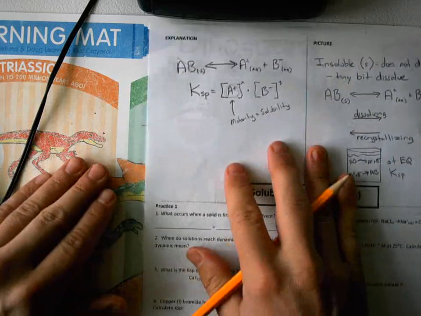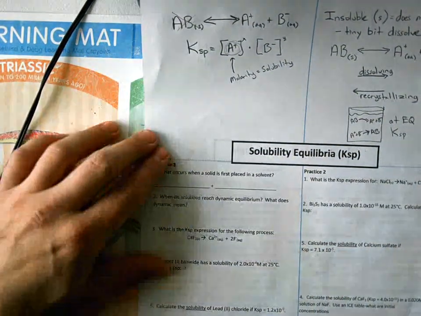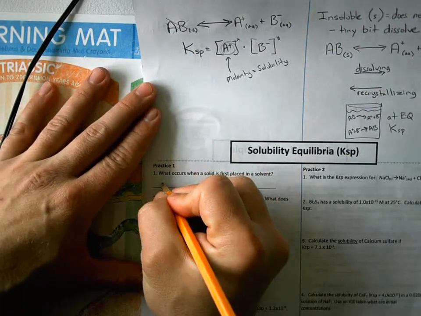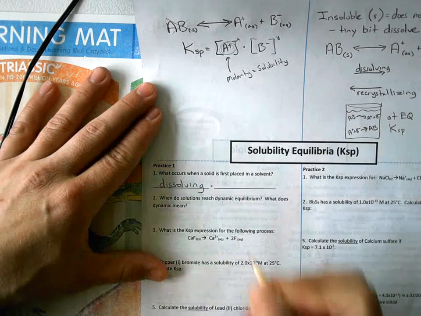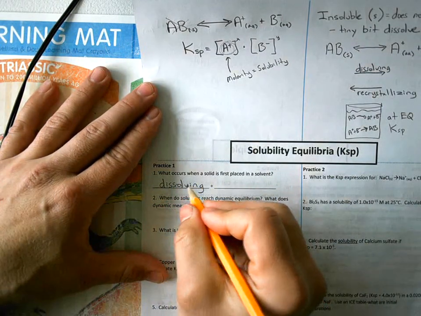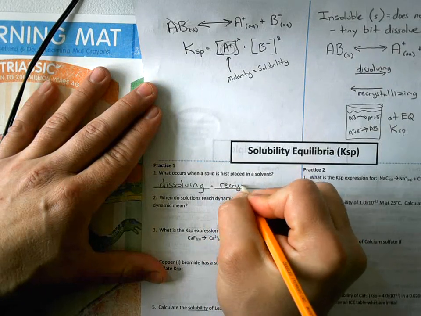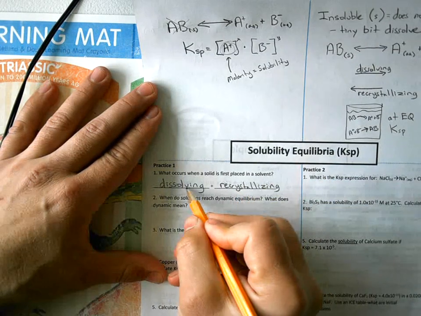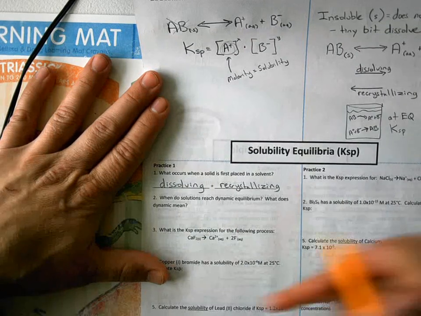Okay, let's get down to the practice problems, and let me show you the type of stuff we're going to be answering this unit. So what occurs when a solid is first placed in a solvent? Well, at first the dissolving process will be the predominant process, but then the second that thing starts dissolving, it will also start recrystallizing as well. So you'll have the forward and the reverse reactions both happening there.